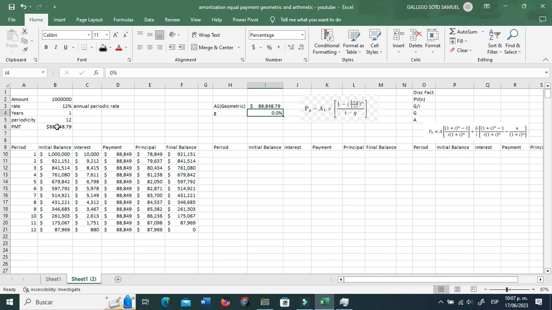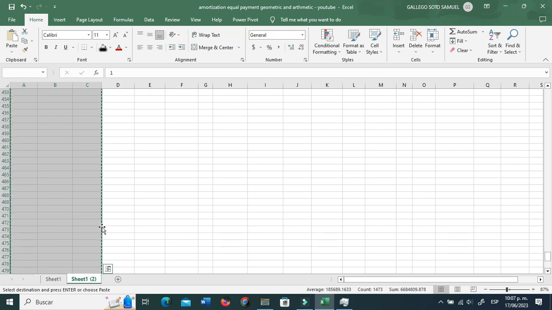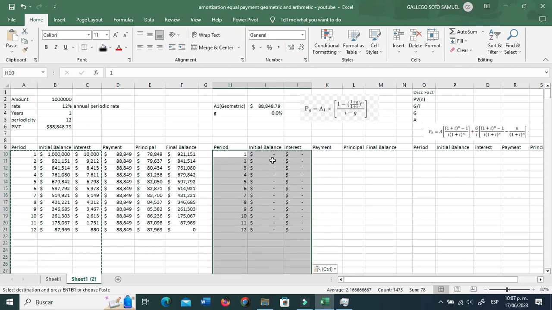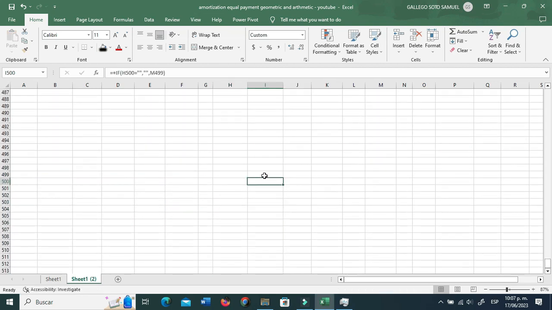And as you can see, if the gradient is 0, if the growth rate is 0, we're supposed to be getting the same value as the equal payment part here. So those two, okay, so the first three columns are going to be just the same, so we're going to copy this out, G, right? Now let's see what changes.